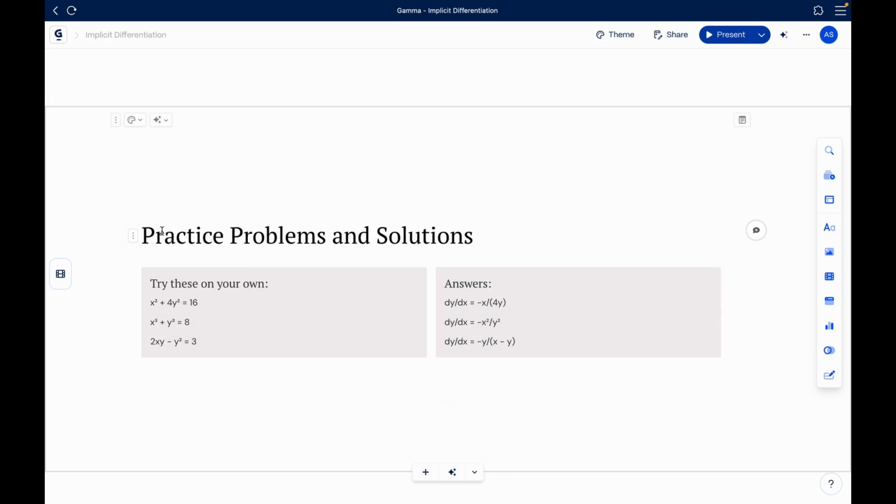Now, before I go, I wanted to give you a few practice problems and the solutions to these on the right. So, the first practice problem is x squared plus 4y squared is equal to 16. The second is x cubed plus y cubed is equal to 8. And the third is 2xy, minus y squared is equal to 3. And the answers are all on the right.